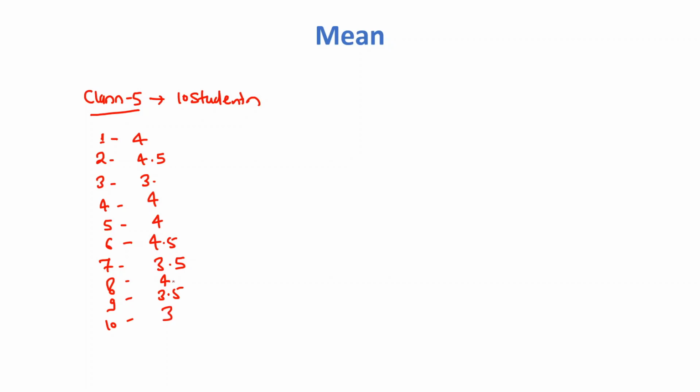So how can we calculate the average height of all these students? There is a formula: x bar is equal to 1 by n, summation i is equal to 1 to n, xi. xi are these values, and these values go from 1 to n, the number of values, like 1 to 10. So n is equal to 10.